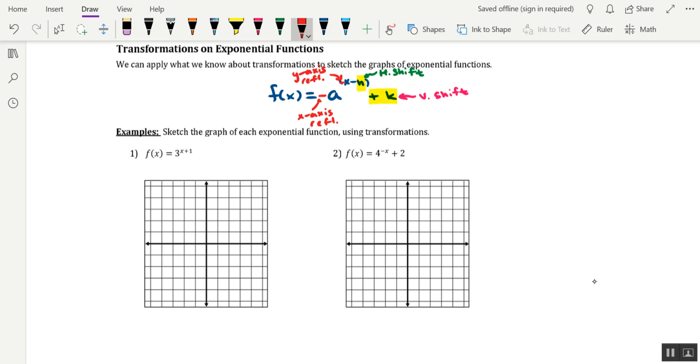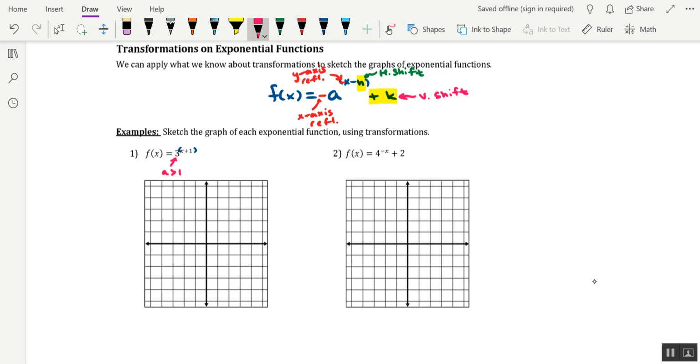So let's do an example. In example part 1, we have f(x) = 3^(x + 1). I'm going to put x plus 1 inside the grouping symbols since that makes up the exponent. And to start things out, we actually want to identify the base, which in this case is 3, which is a base value a that's larger than 1.